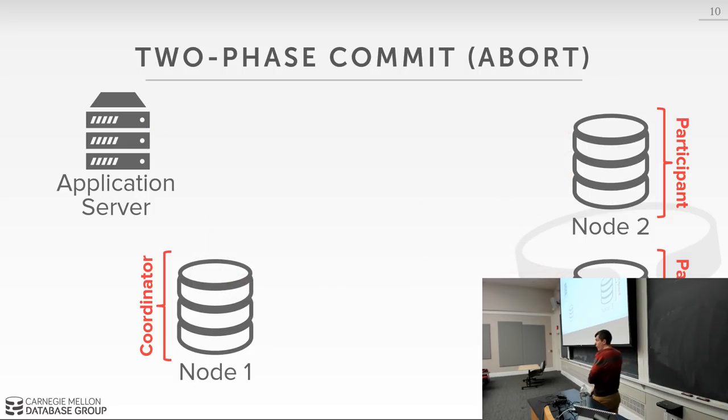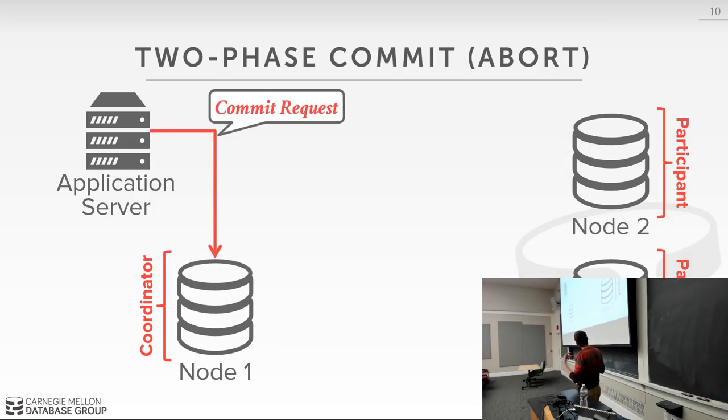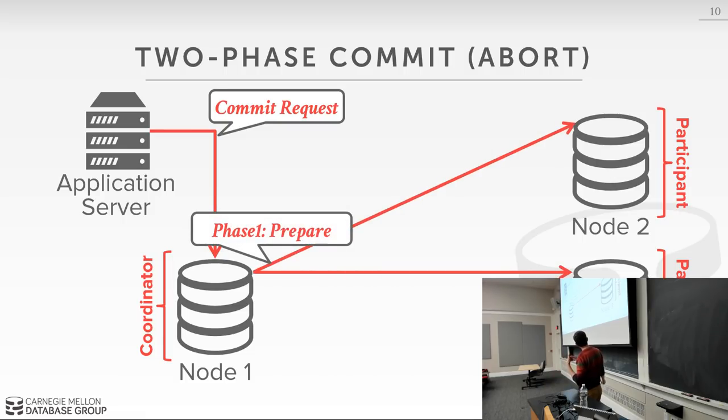So let's look at an example of an abort. Again, the application server says we want to commit. We send out a prepare request to everyone and say, hey, is it okay to commit this transaction? But let's say this bottom guy here, for whatever reason, we don't know, we don't care, says no, we don't want to commit this transaction, we want to abort.